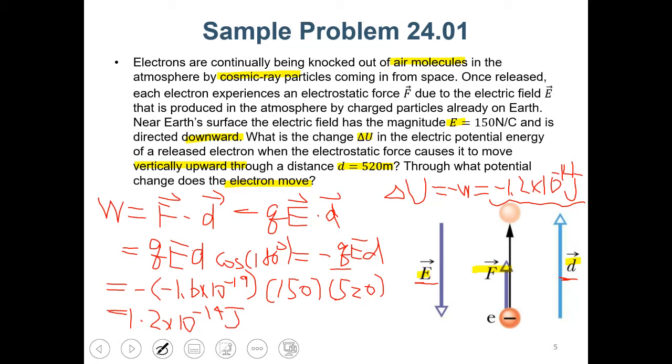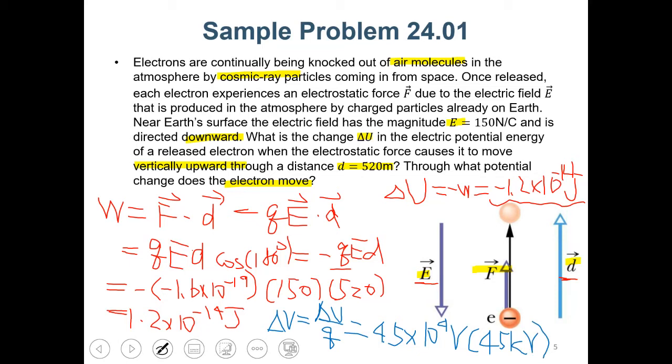Yeah, so it still asks through what potential change the electron moves. So we also need to calculate delta V, which is delta U over Q. You can plug in minus 1.2 times 10 to the minus 14, and then divide by minus 1.6 times 10 to the minus 19. So the answer will be 4.5 times 10 to the fourth power volts, which means 45 kilovolts.